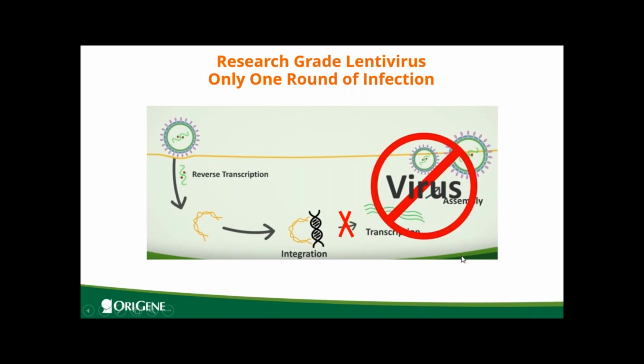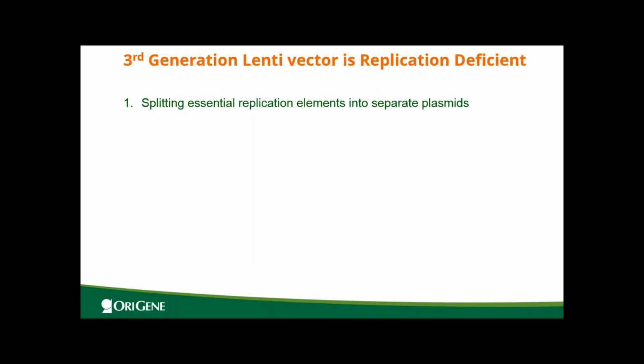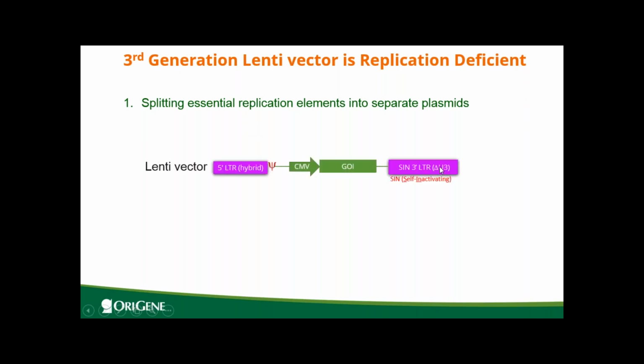But mainly, safety is implemented in the lenti system, the lenti-vector design. So the third generation lenti-vector is replication deficient. The first safety factor is splitting the essential replication elements into separate plasmids.